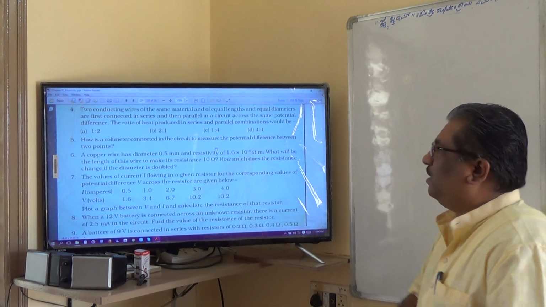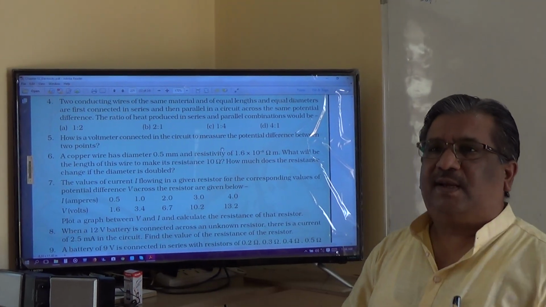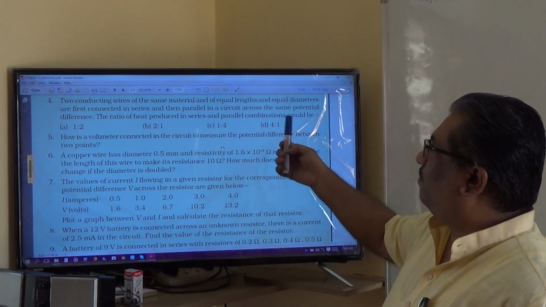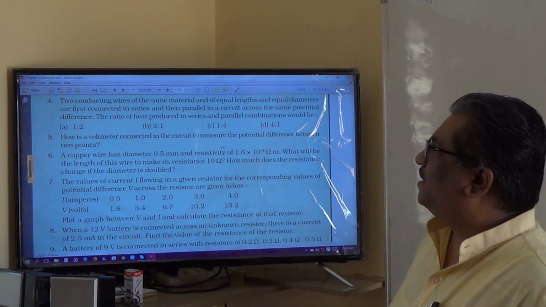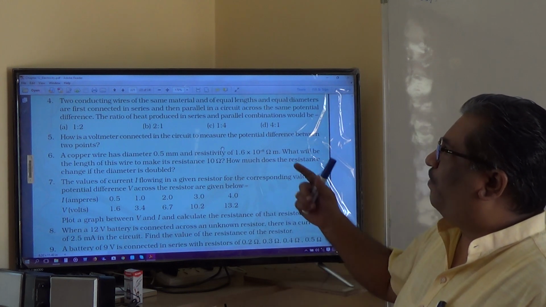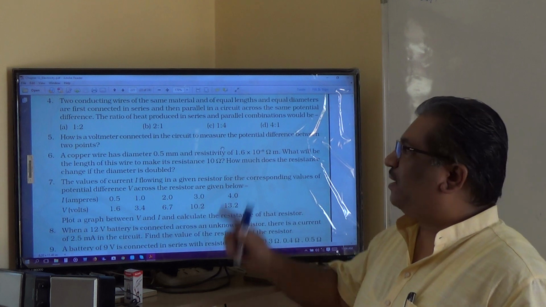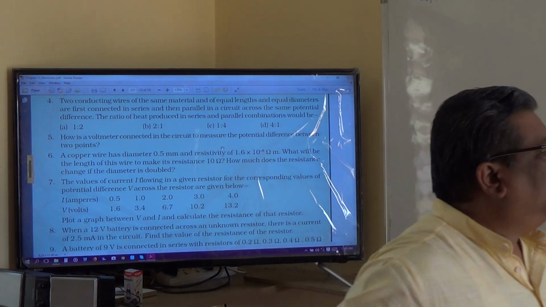Two conducting wires of same material. The meaning of same material is that resistivity is the same. Please remember, two conducting wires of same material and of equal lengths and equal diameters are first connected in series and then in parallel in a circuit across the same potential difference. The ratio of heat produced in series and parallel combination would be? Mark this sum. It is really tough. We'll solve this.